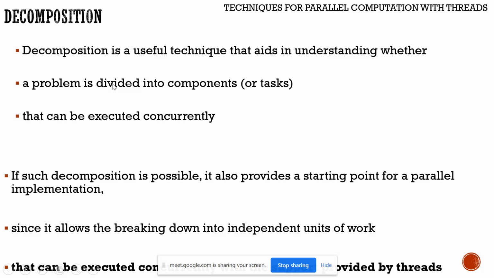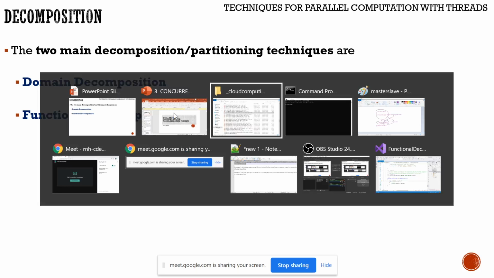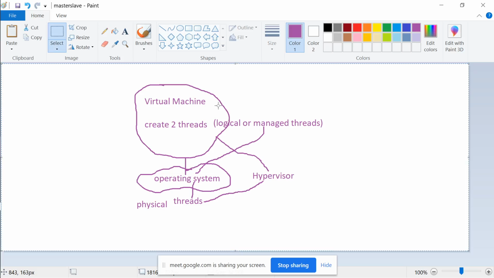So one way of doing parallel is the technique we have discussed, called decomposition, right? Breaking down the task or breaking down the set of functions. Decomposition is a useful technique that aids in understanding whether a problem can be divided into components that can be executed concurrently. So there are two types of decomposition. One is called domain decomposition and one is called functional decomposition. So we'll look at that now.